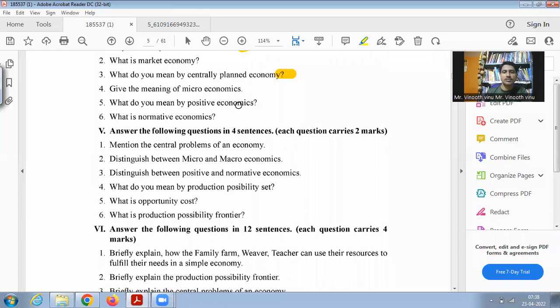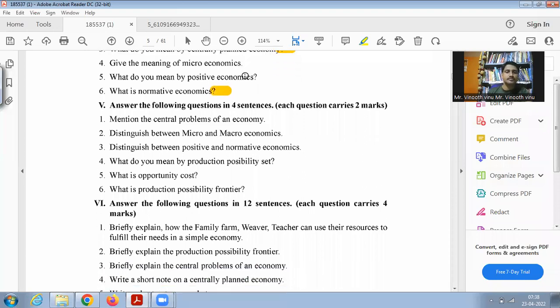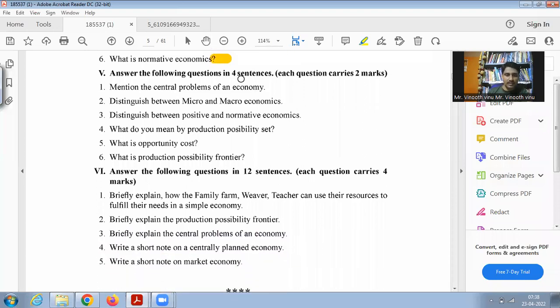What do you mean by positive economics? Economic studies as it is in economic activities. That is called positive economics. What is normative? If economic activities are studied, what should be and what should not be. That is normative. Okay. Mention the central problems of an economy. Central problems: what to produce, how to produce, whom to produce. Important is all.